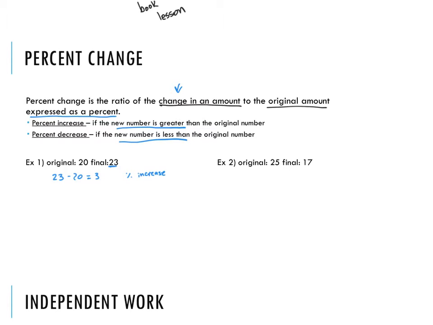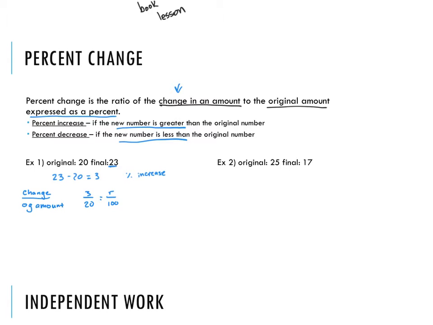Now, once I have my difference, I'm going to write a ratio with the change over the original amount. Yes, I wrote OG. It's easier to write. So that means my ratio is going to be 3 over 20. My change over my original amount is equal to my percent. So R over 100. And the reason why you have R over 100 is because percents are out of 100.